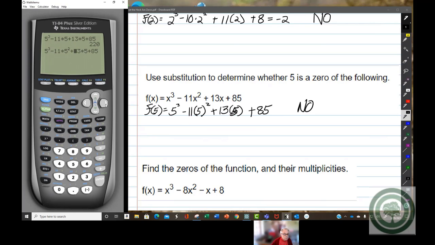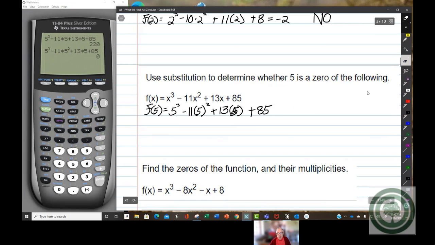Now, 13 times 5 plus 85. I still don't think it's going to be... What do you know? I was wrong. It is 0. It's important, isn't it, to write the right thing. So 5 to the third minus 11 times 5 squared plus 13 times 5 plus 85. I didn't think it would be 0, even after the change, but it is.